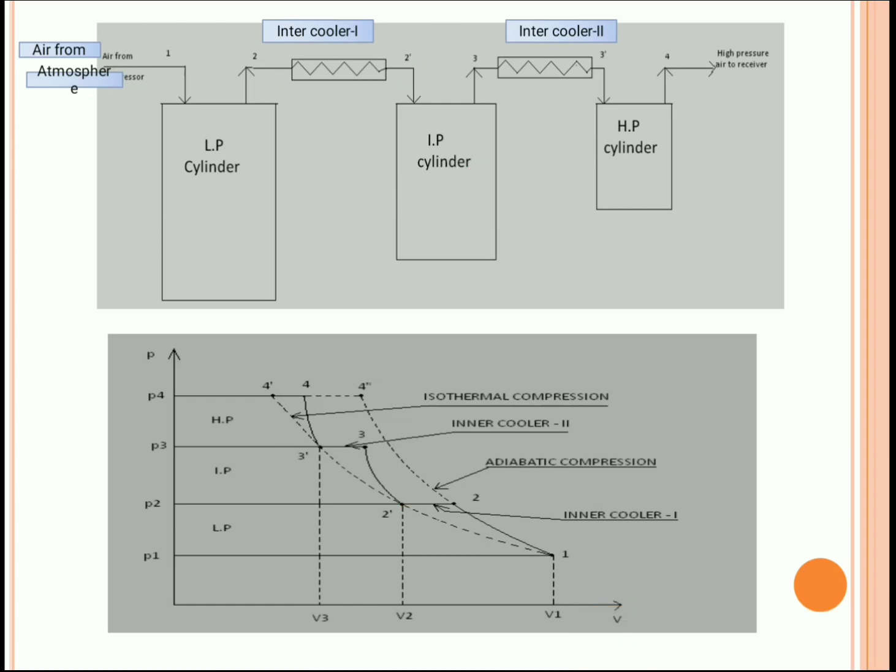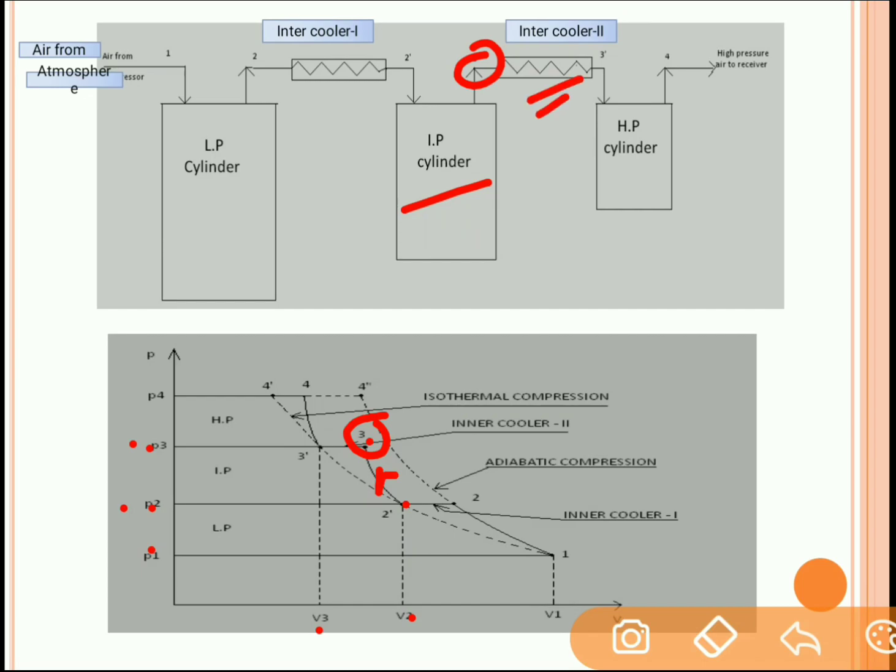Now at point 2 dash, that is at the exit of the first intercooler, air will enter into the intermediate compressor. Now in this intermediate cylinder, air is further compressed from 2 dash to 3. Now as air is compressed from 2 dash to 3, pressure increases from P2 to P3 and volume reduces from V2 to V3. So point 3 is at the exit of the intermediate compressor. Now pressure P3 is greater as compared to pressure P2. At point 3, air then enters into the intercooler. In the intercooler, volume reduces from V3 to V3 dash and pressure remains the same, that is P3.